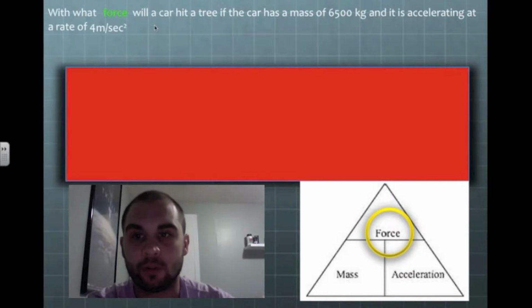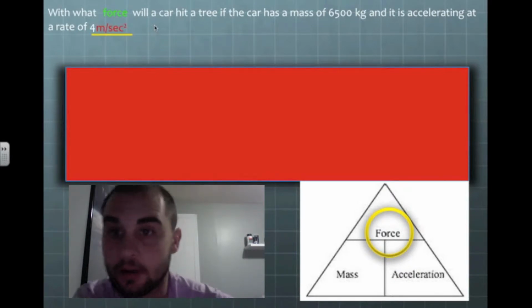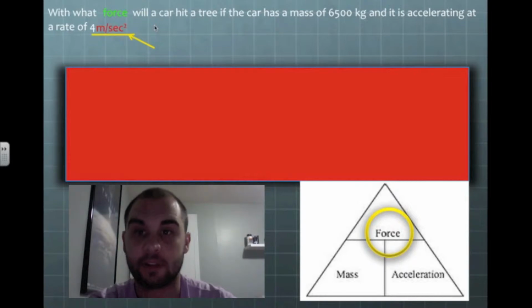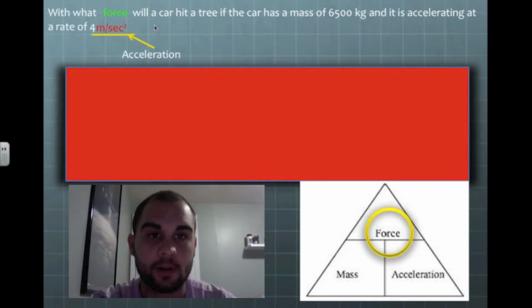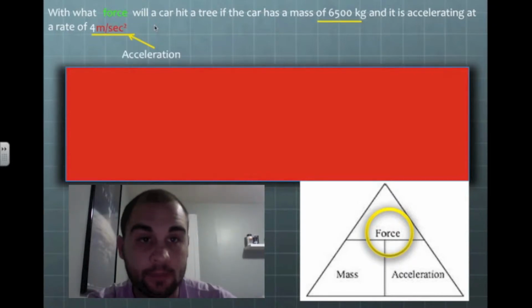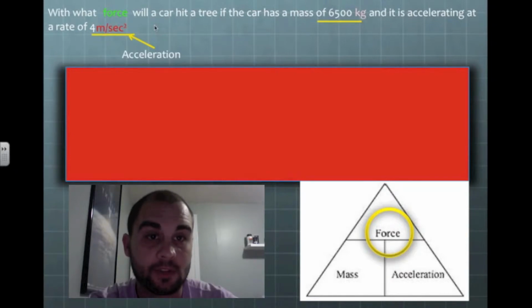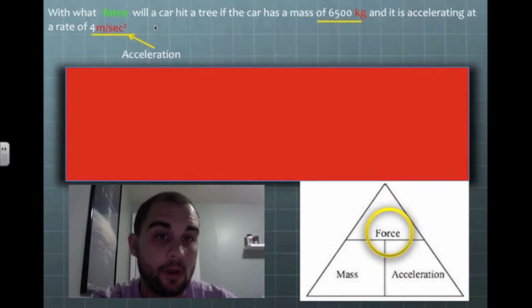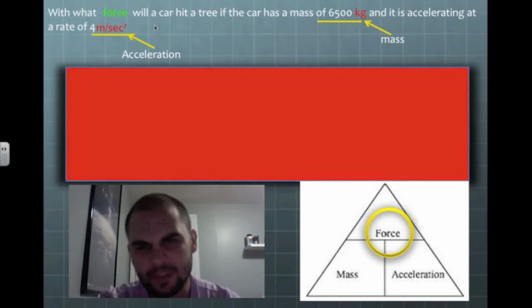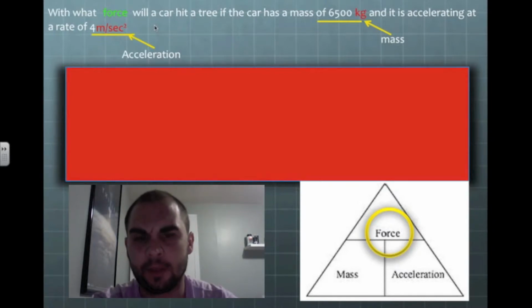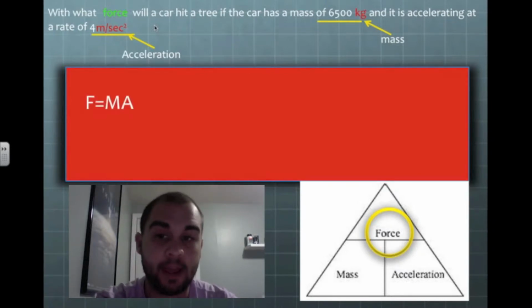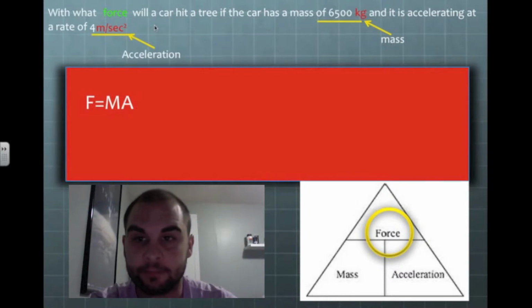Next thing I'm going to do is look for my other units. So I have 4 meters per second squared. Because meters per second squared is the unit for acceleration, I know that this is my variable for acceleration. Over here, 6,500 kilograms. I know that kilograms are mass, so that's my mass. Let's write out the formula for this problem. So it's going to be force equals mass times acceleration.